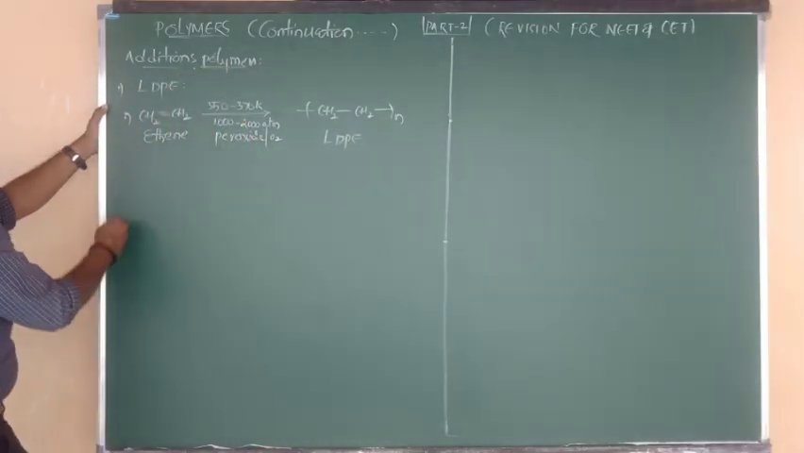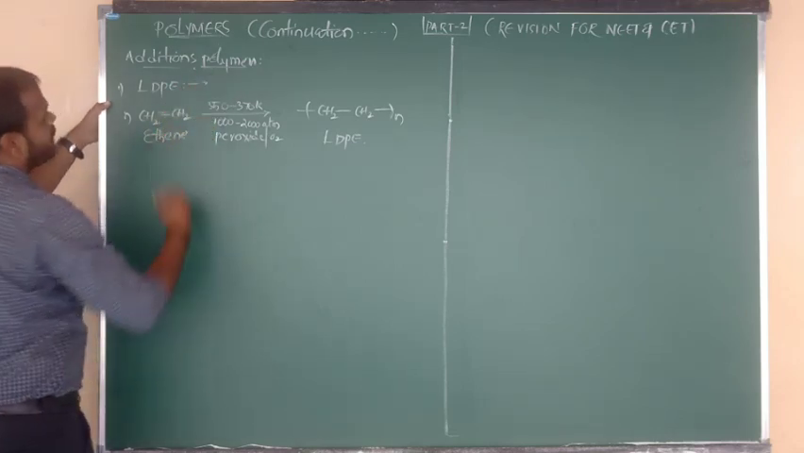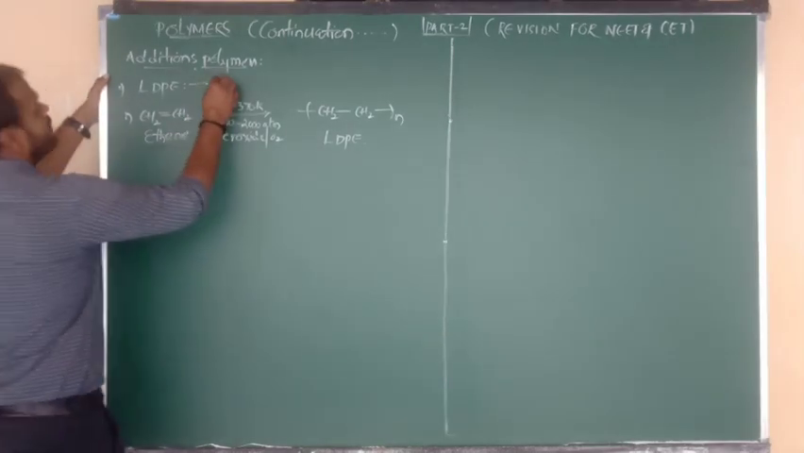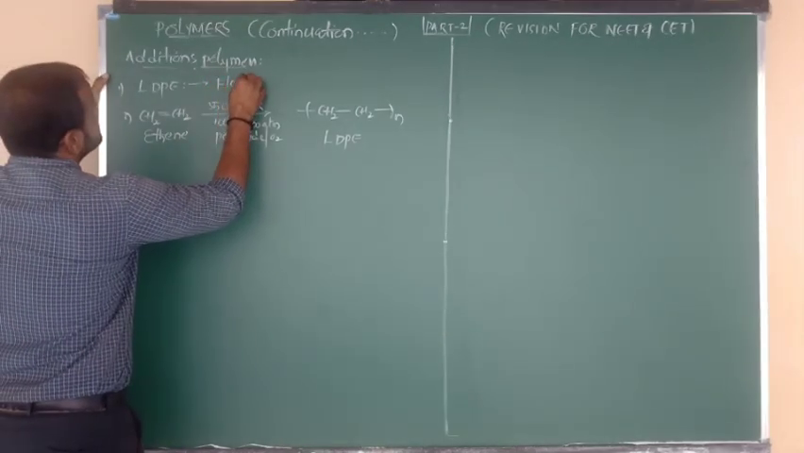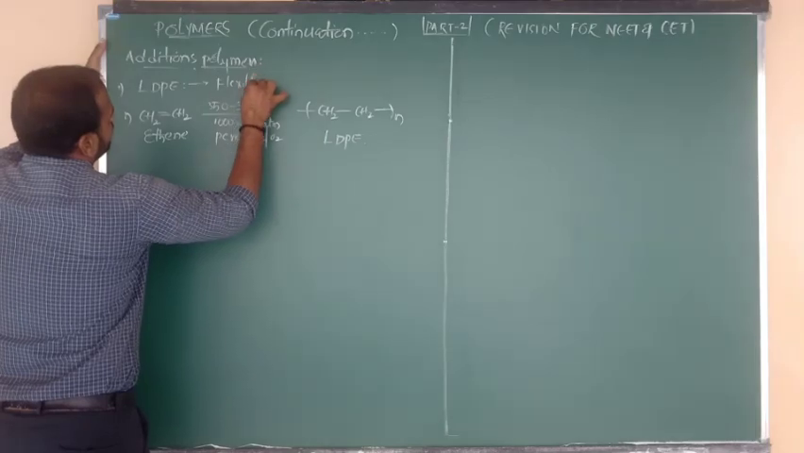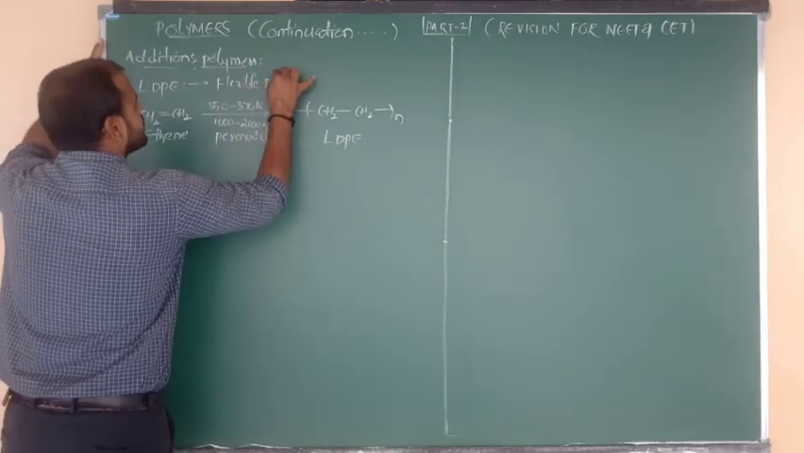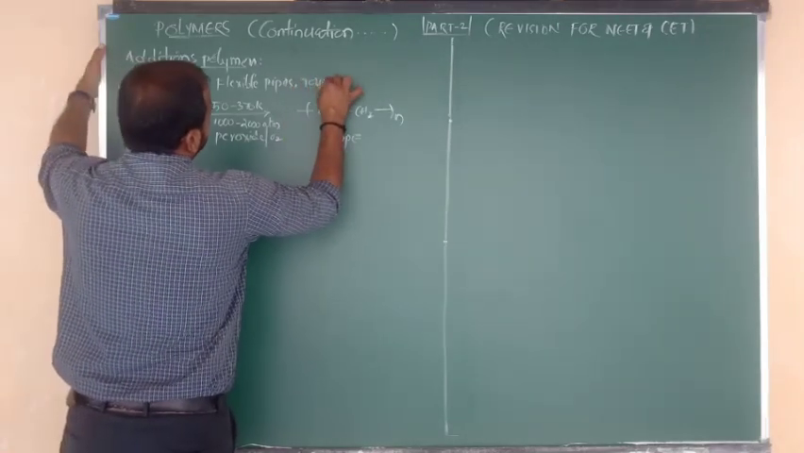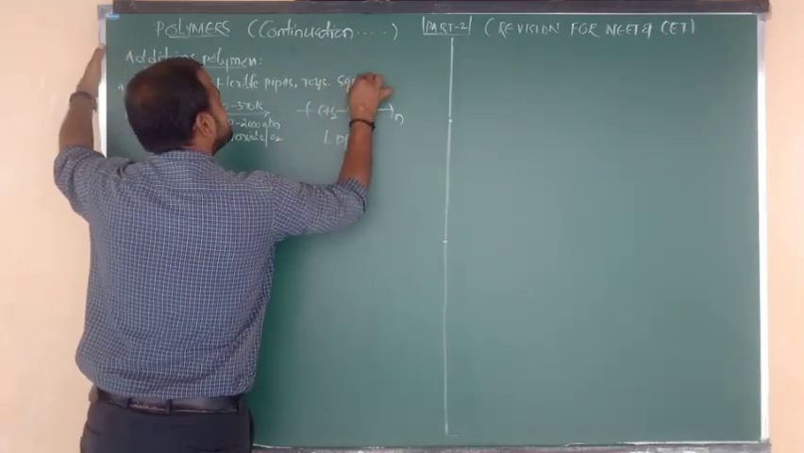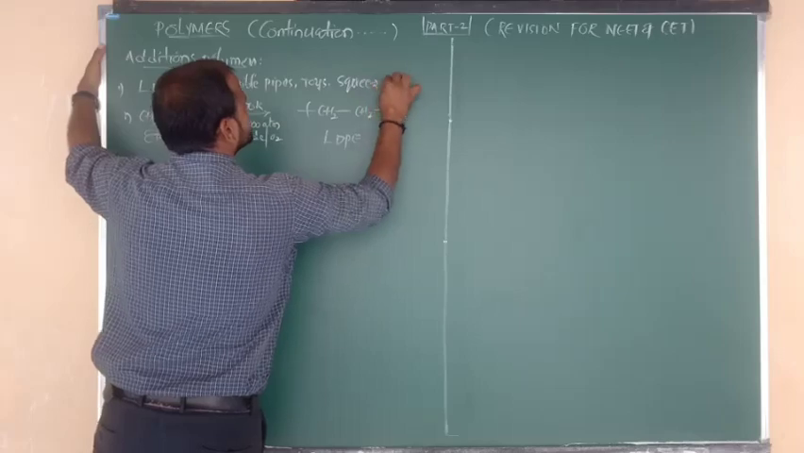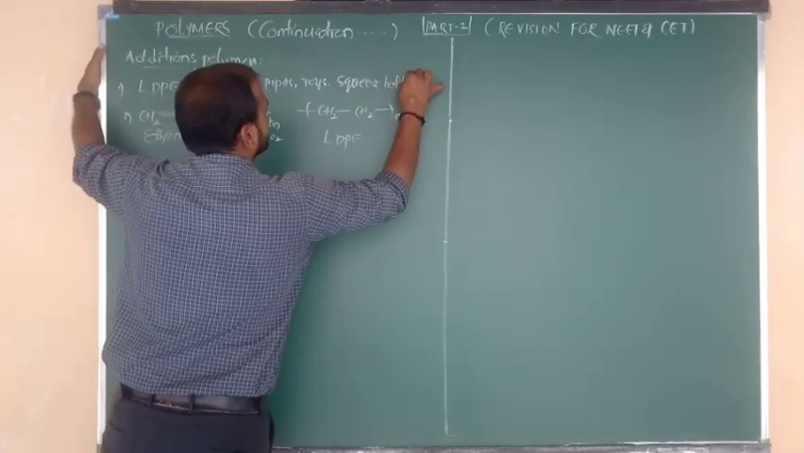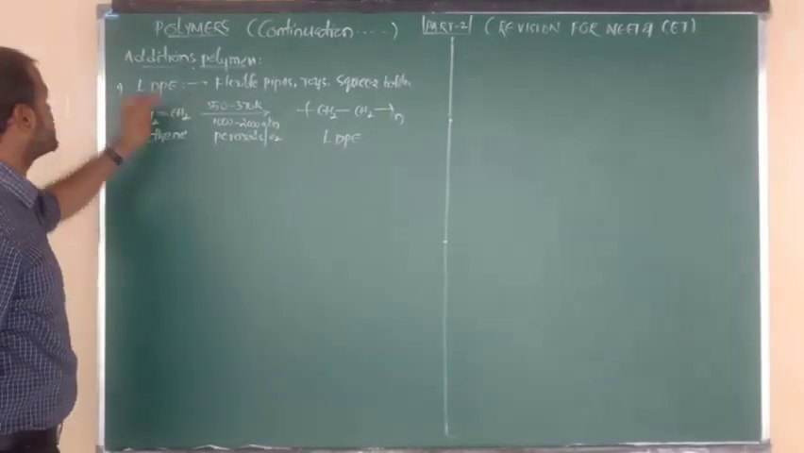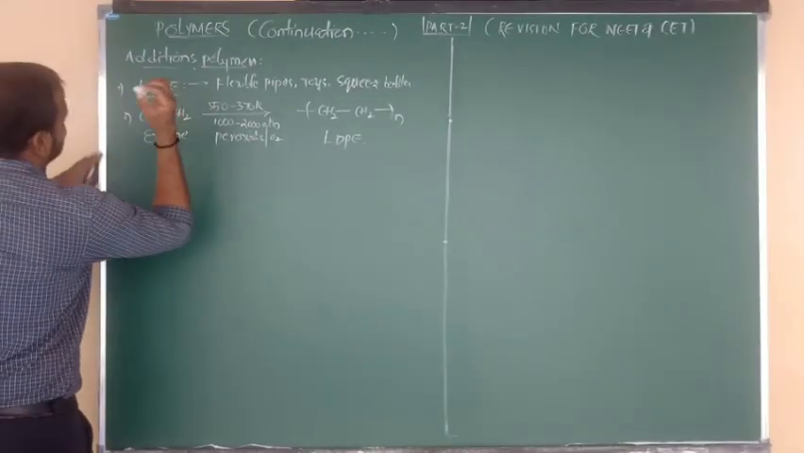What are the uses of low density polyethylene? It is used in making flexible pipes, toys, squeeze bottles, and also insulation of wires. For that purpose we can use low density polyethylene.